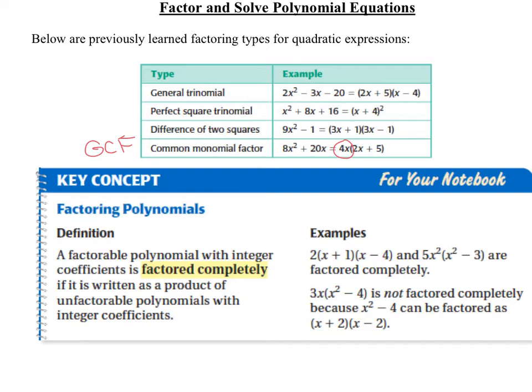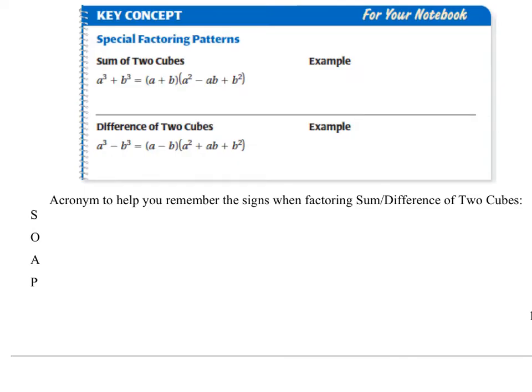So here are your examples: 2 times x plus 1 times x minus 4 and 5x squared times x squared minus 3 are factored completely. 3x times x squared minus 4 is not factored completely because x squared minus 4 could be factored further using difference of squares. We could factor it into x plus 2, x minus 2. So these are the factoring strategies we've known for a while and practiced a lot in the previous unit with quadratics. Let's take a look at a new strategy.